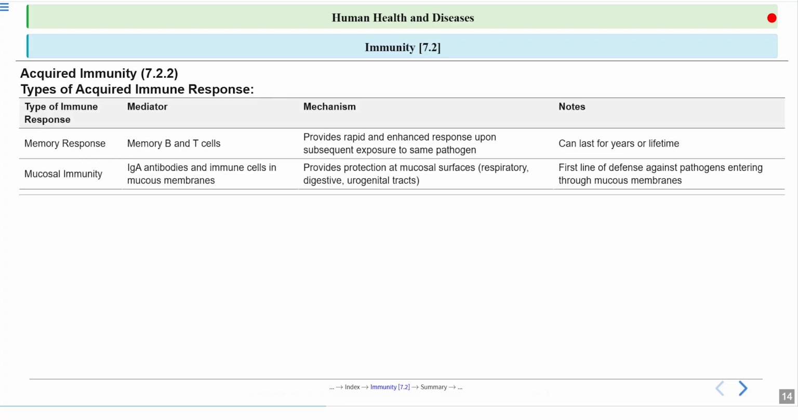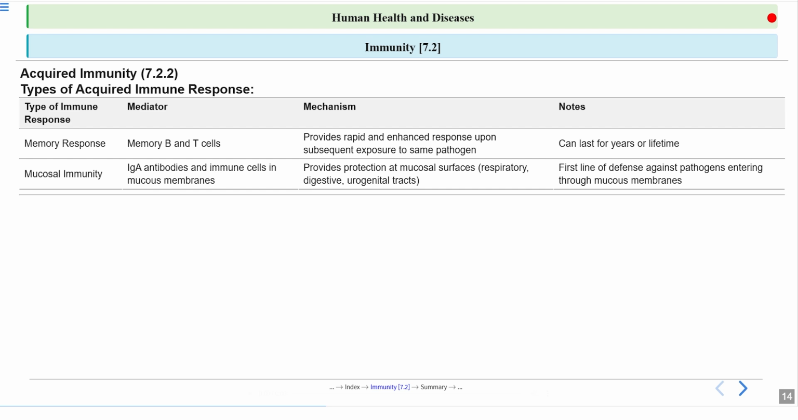Now we were talking about the types of acquired immune responses. The immune system also employs two specialized responses for enhanced protection. The memory response, mediated by long-lived memory B and T cells, provides a rapid and significantly enhanced response upon subsequent exposure to the same pathogen, offering immunity that can last for years or even a lifetime.